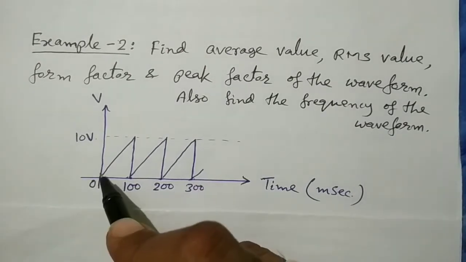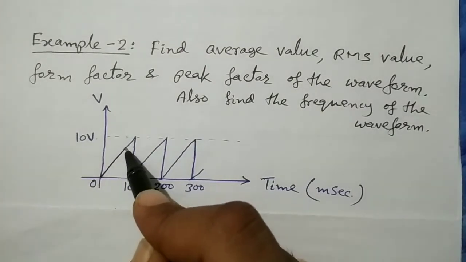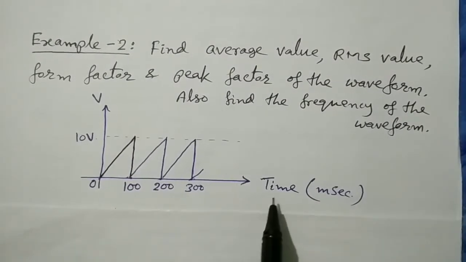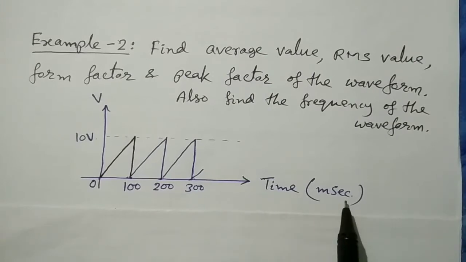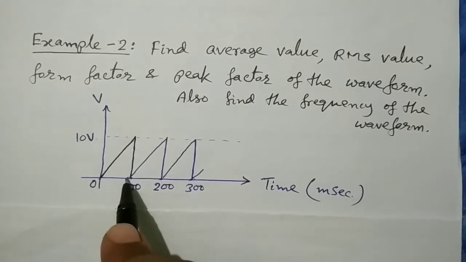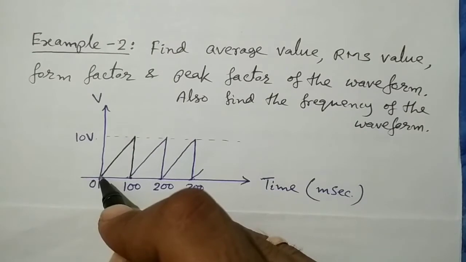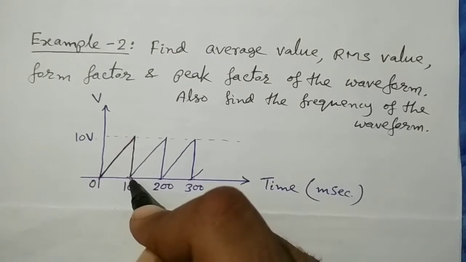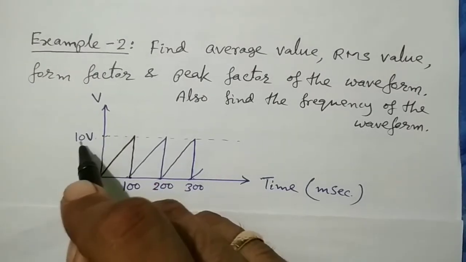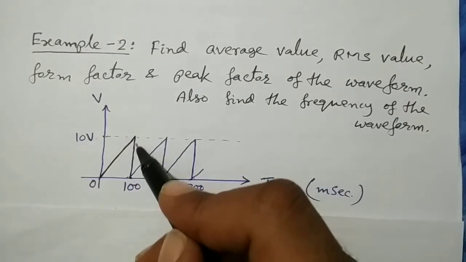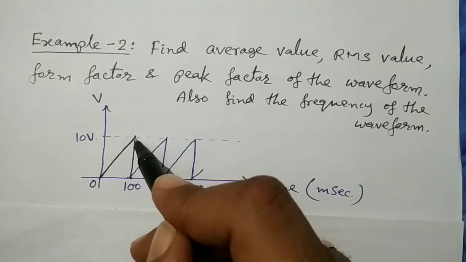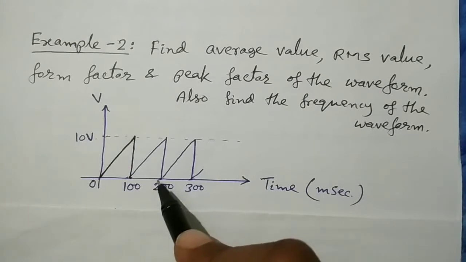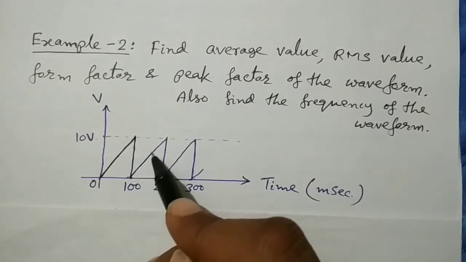So it is also like a triangular waveform, but its nature is a little bit different. From 0, here I have taken time on the x-axis in millisecond. So from 0 to 100 millisecond, the value of the voltage is gradually increasing, and at 100 millisecond it reaches its maximum value, that is 10 volt. Then from this point it comes to the 0 value, and again from 100 to 200 millisecond it is gradually increasing.